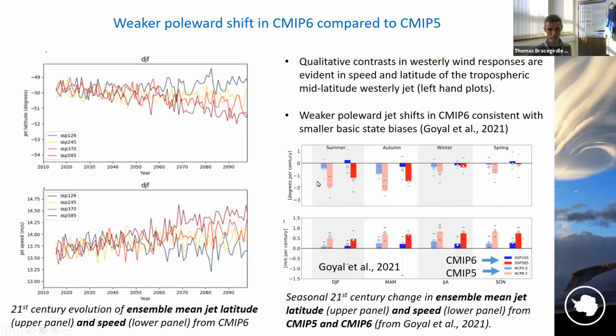There's some difference. It's not huge. It's still qualitatively quite similar, although I say qualitatively, there's a different sign in the low emission scenario in summer from CMIP5 to CMIP6. In jet strength, there's actually very little difference between the CMIP5 and CMIP6 scenarios. So this reduction in latitude bias seems to have affected the latitude projections and made them smaller, is the headline.